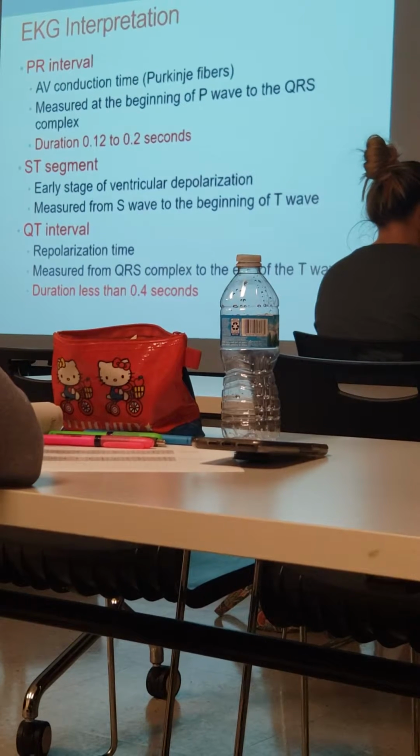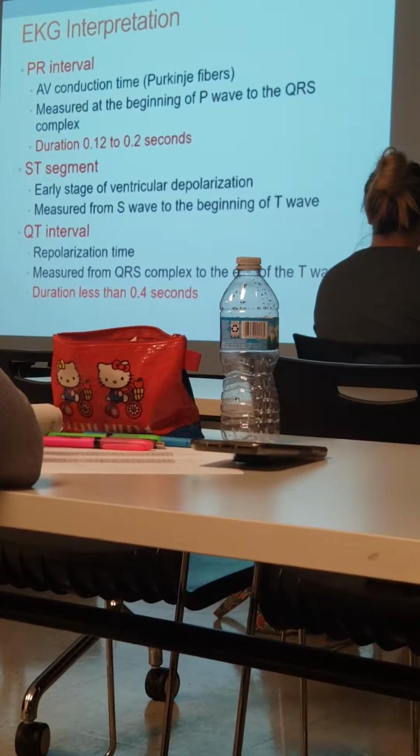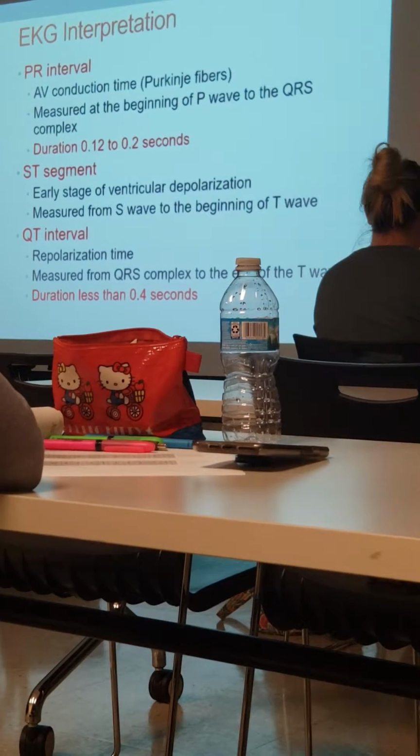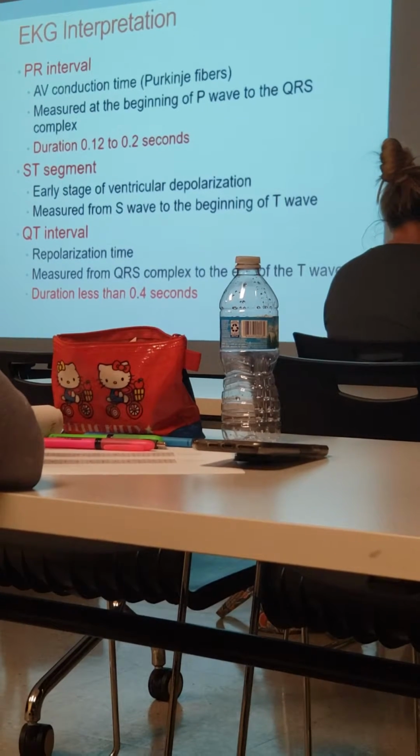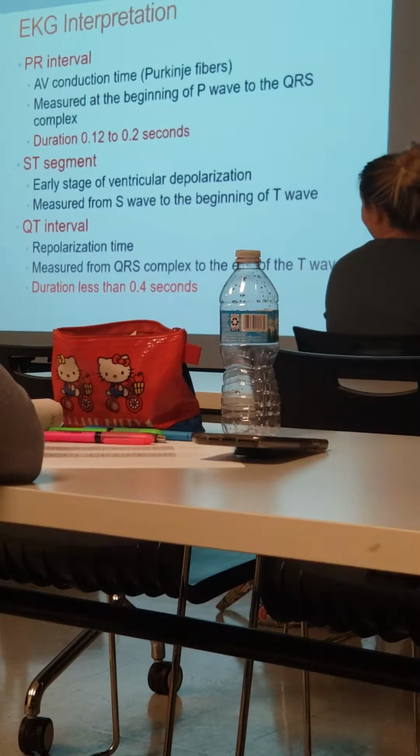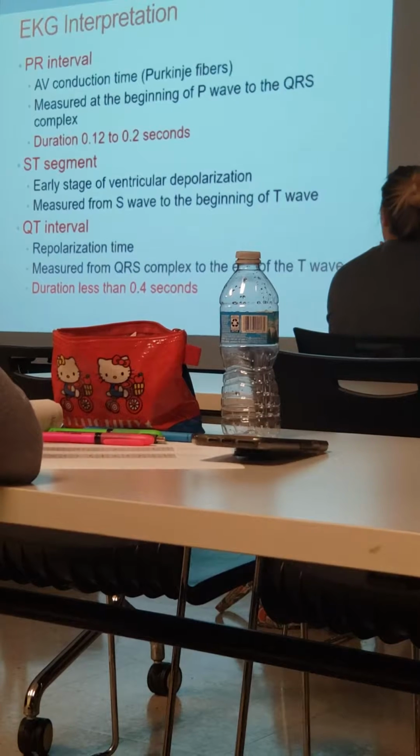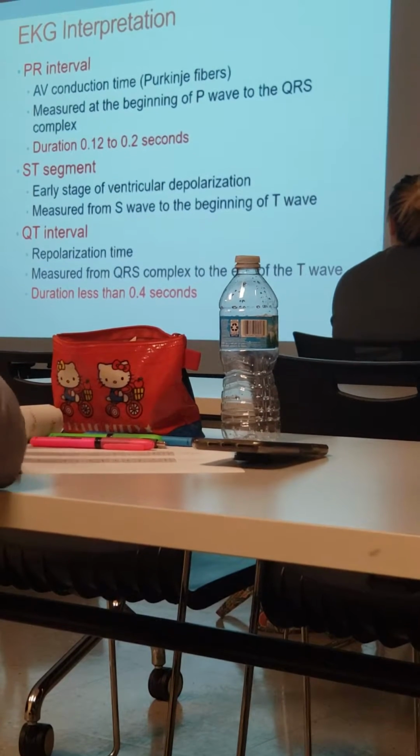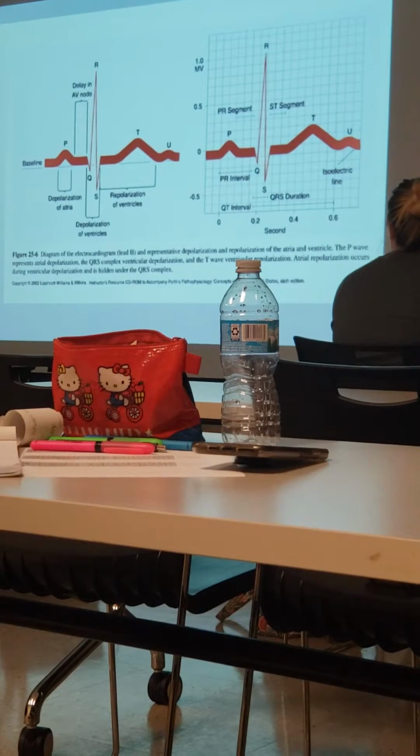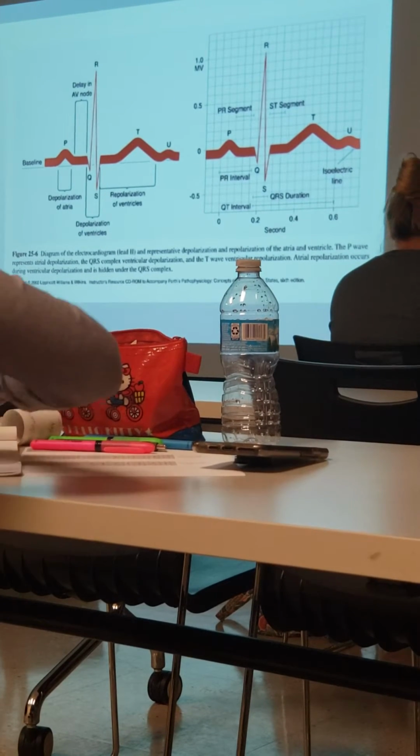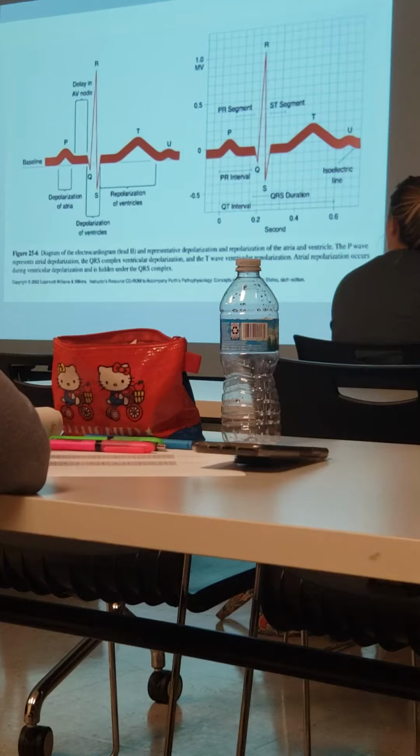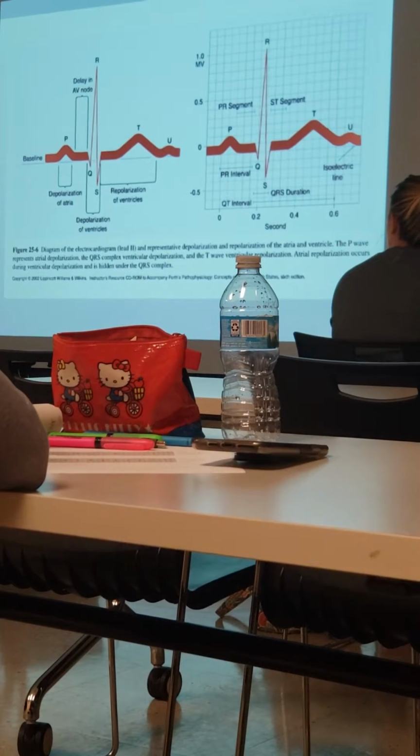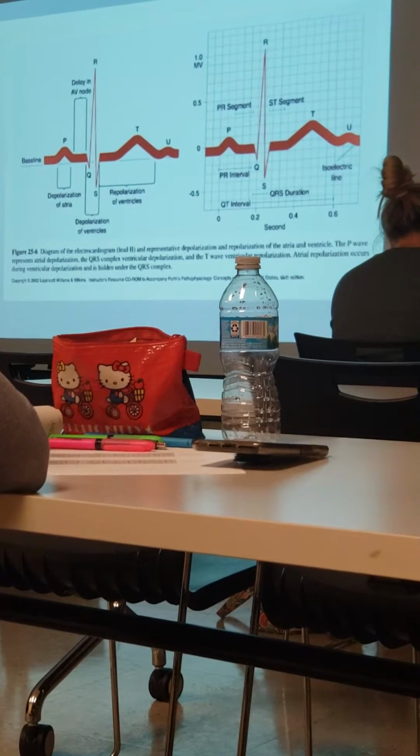And then the QT interval, that's my repolarization time. It is measured from the QRS complex to the end of the T, and that duration should be less than 0.4. And there are a lot of meds where we're going to be measuring that duration to make sure it doesn't extend past that 0.4. I've given you lots of pictures to look at with the breakdown of these measurements and of these segments, and this is something you absolutely have to memorize.